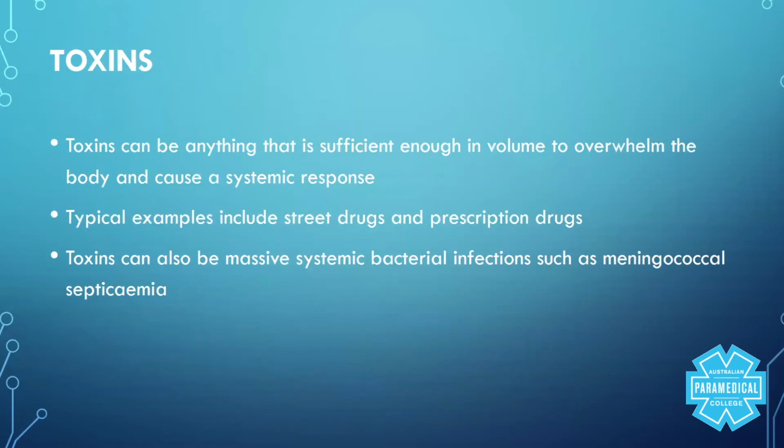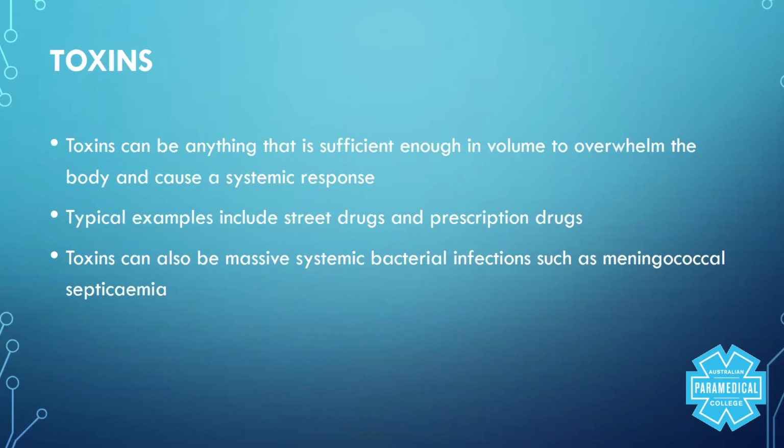Toxins can be anything that is sufficient in volume to overwhelm the body and cause a systemic response. So that can include things like street drugs and even prescription drugs. When we think about overdoses, we always tend to think about overdoses of illegal drugs, but trust me, patients can just as equally, if not with a higher prevalence, overdose on prescription drugs as well.